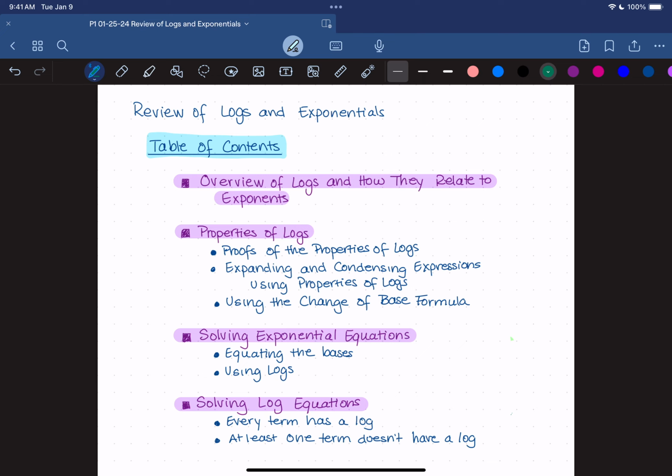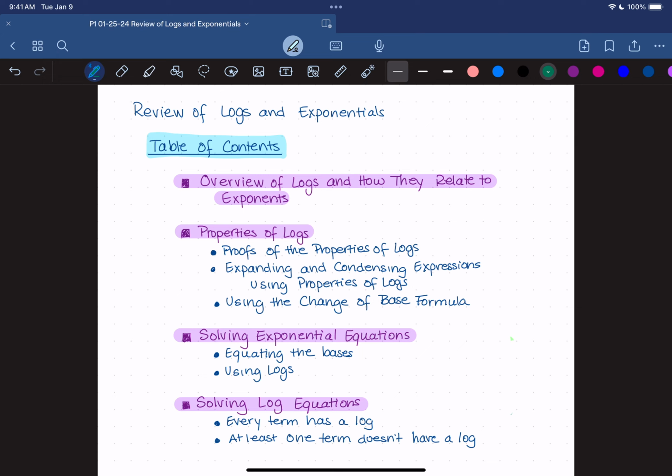We're going to look at the properties of logs. We'll first prove them, and then we'll look at expanding and condensing and using the change of base formula. We're going to solve exponential equations, and they kind of fall into two flavors. One where you can just equate the bases and you don't have to use logs at all, and the other one when you do have to use logs.